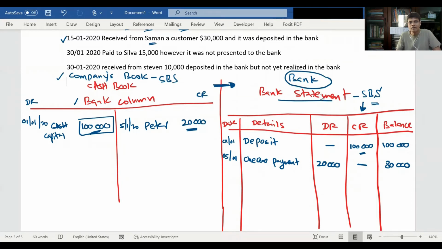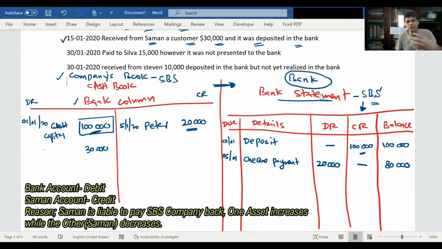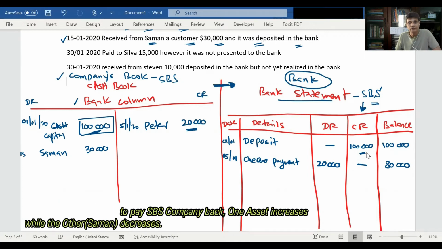Received from a customer 30,000, and it was deposited in the bank. Now you received an amount of 30,000 from your customer. Customer is your debtor, right? So the debtor is paying. When you receive cash, you debit your bank account and you credit your customer. So this is SBS's point of view. You deposit this 30,000 in the bank and you credit someone. Someone is your customer.